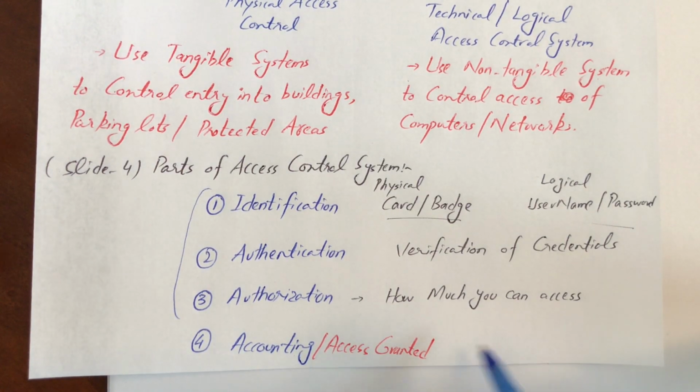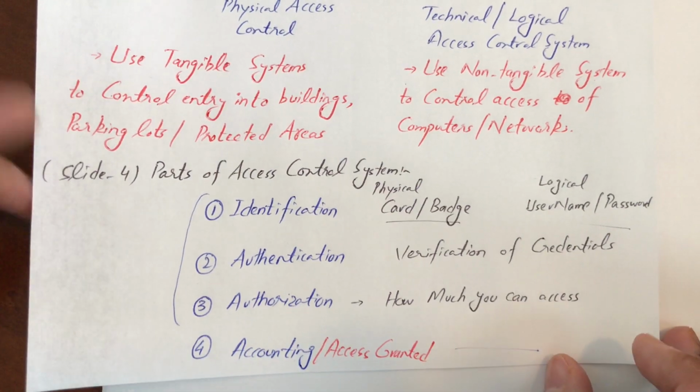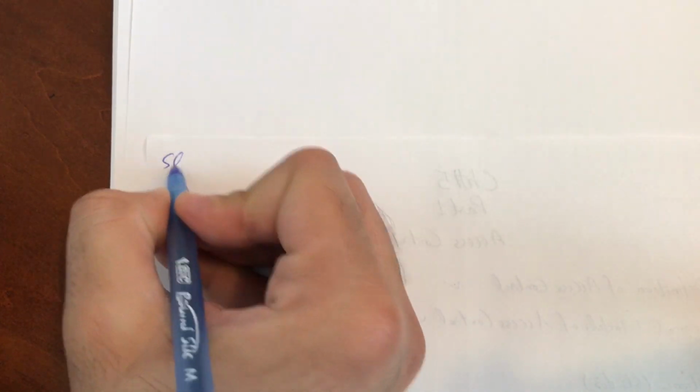Accounting is basically, once you get the access, they will keep tracking your activities, what you can do or what you're doing and all that. Next is basically slide number 7. We'll talk about security kernel. So next is slide 7, security kernel.